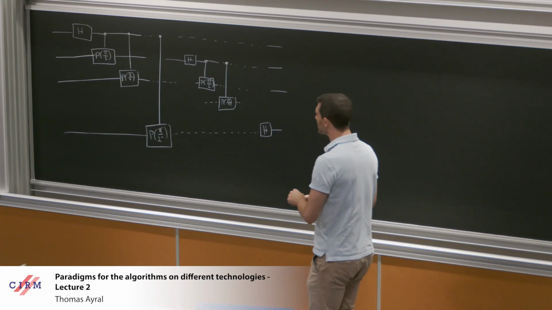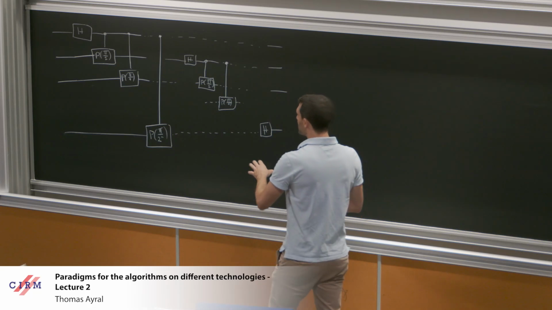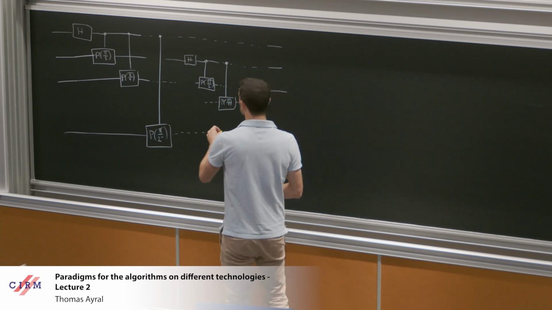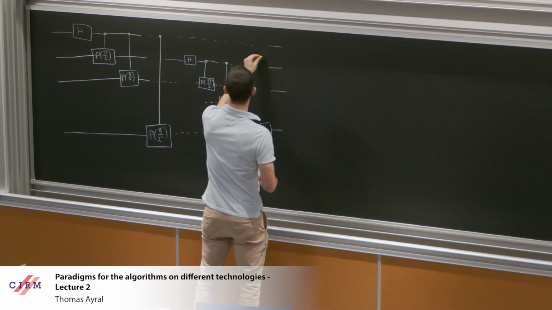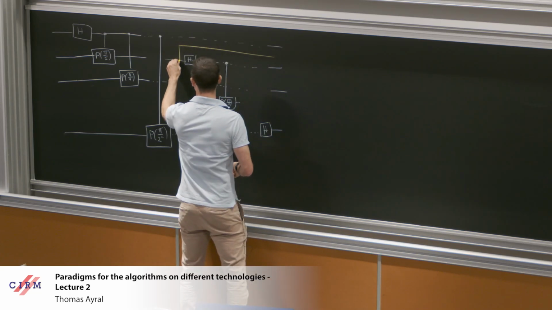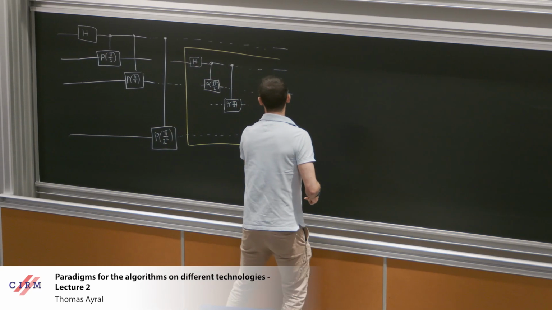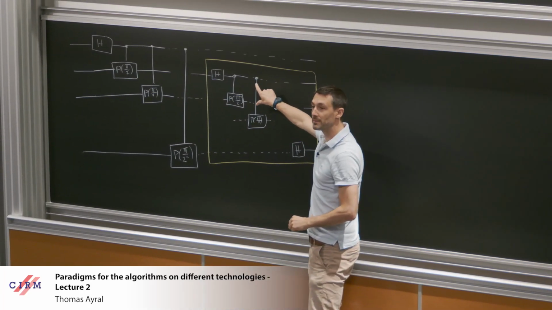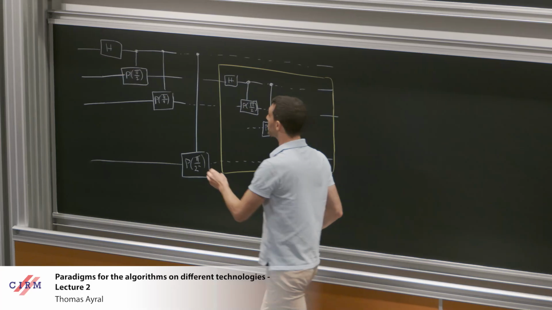And what you can see here from a distance is that there's a kind of recursive structure in the circuit, which you can see by, for instance, focusing on this block here. And you can see here that this block, in fact, corresponds to a Fourier transform on n-1 qubits, if I call n the number of qubits.